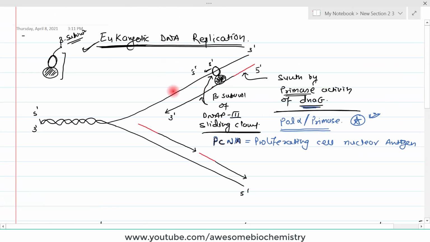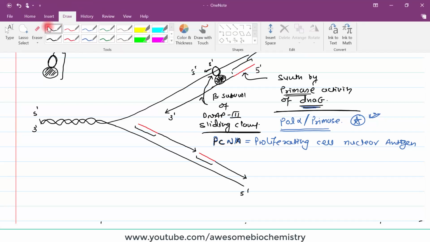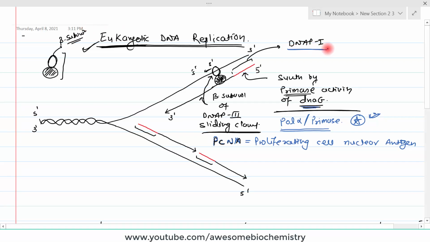Once all the DNA synthesis occurs, what happens? The RNA primer needs to get removed. The RNA primer is removed by one enzyme, known as DNA polymerase 1, in the case of prokaryotes. In the case of eukaryotes, this RNA primer is removed by two different proteins or enzymes.